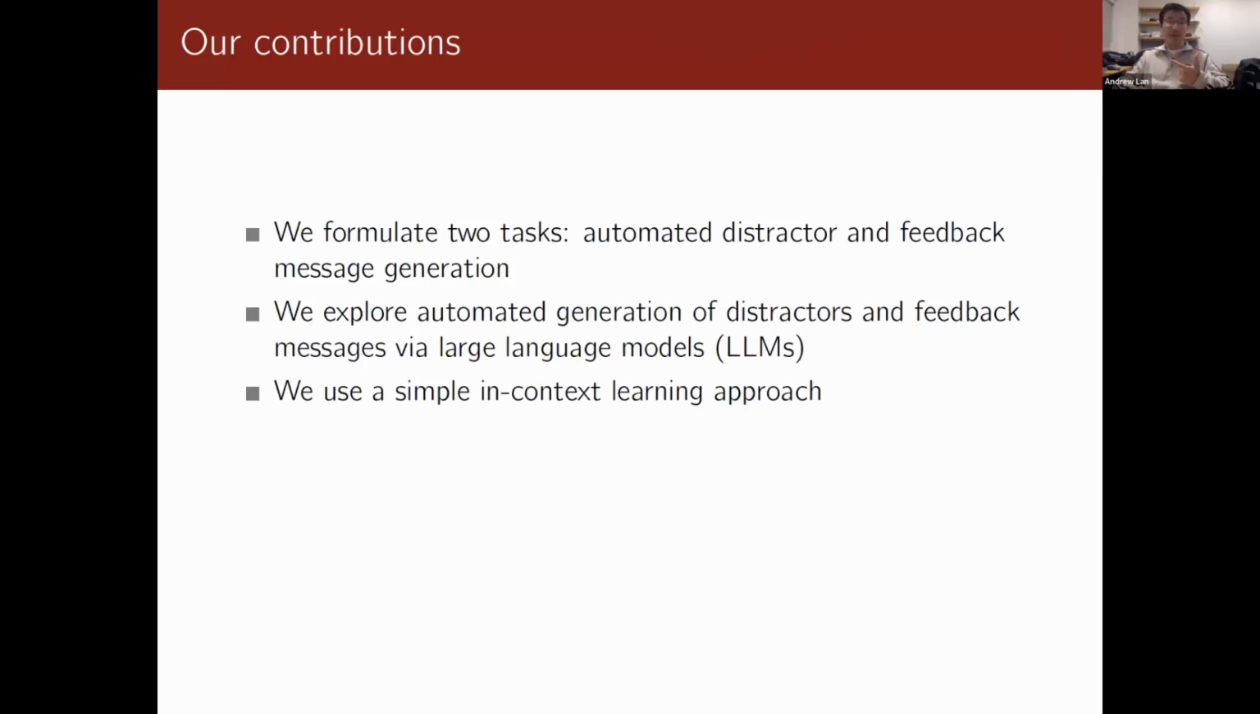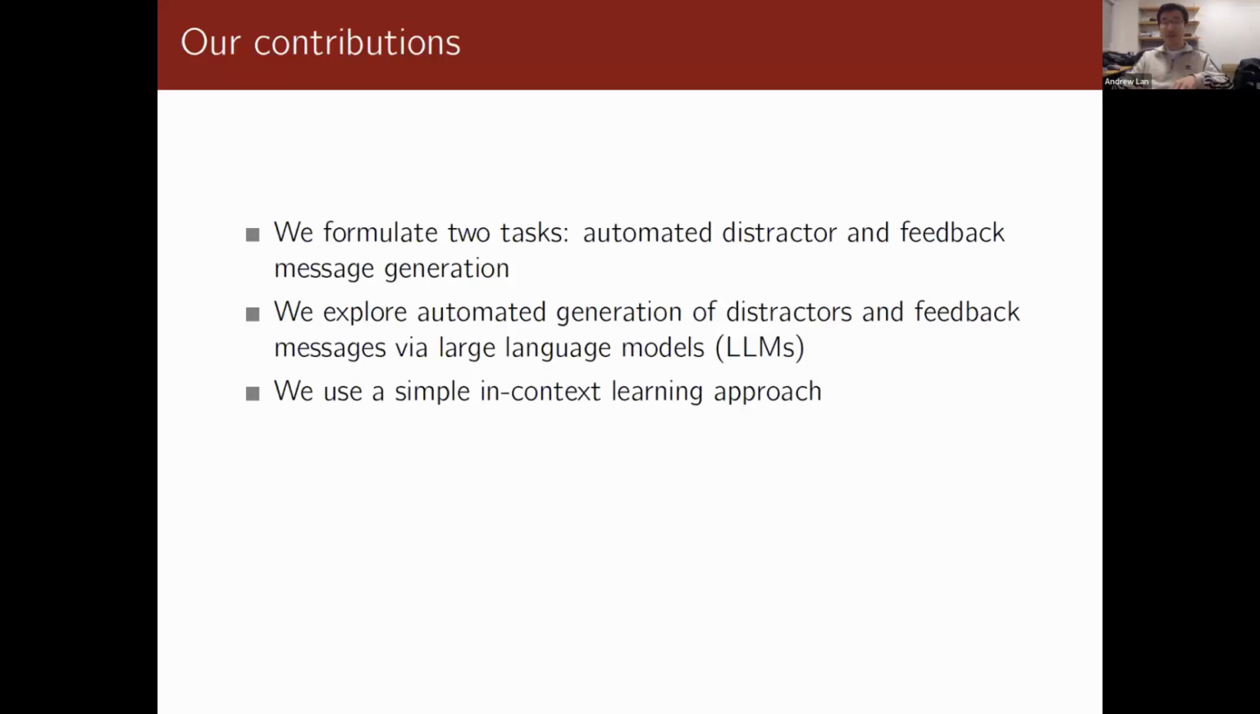And so we formulate 2 different tasks, automated distractor generation and feedback message generation. We treat those 2 a little bit separately, and I'll explain why. Of course, there are many ways that you can do this. You can do it manually. In some very limited cases, you can use a rule-based approach. But in this situation, since we're talking about generative AI, we explore using large language models for both of these tasks. And of course, there are more complicated approaches, stuff that we are currently working on.